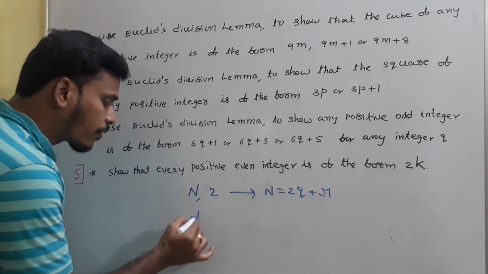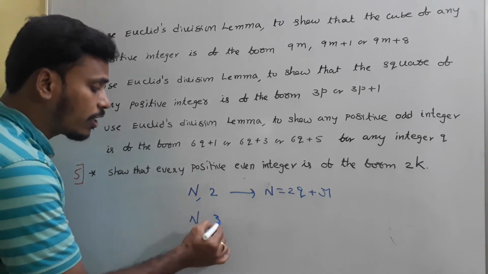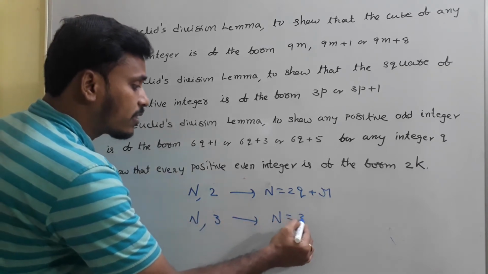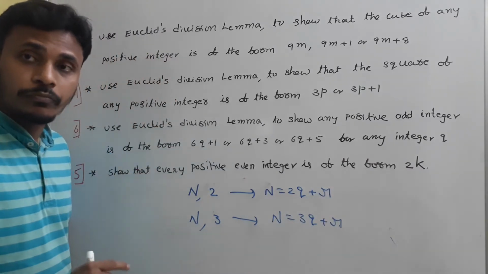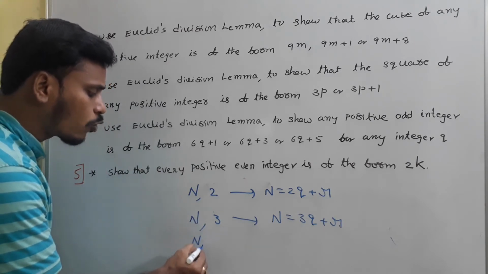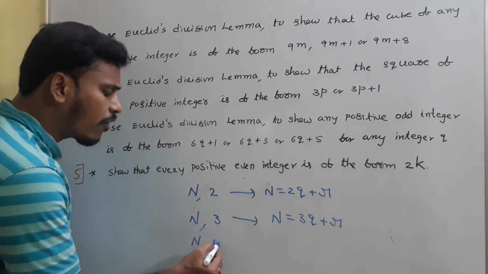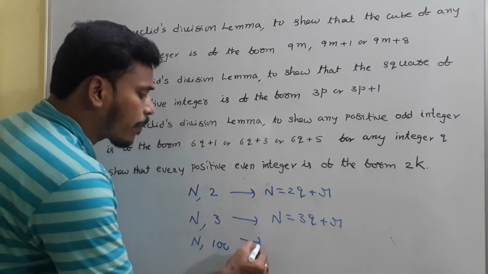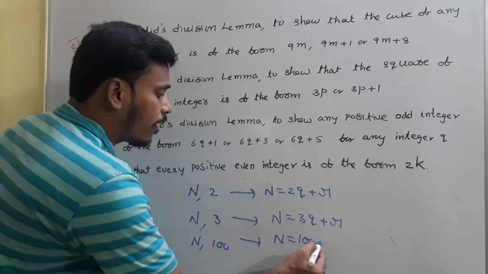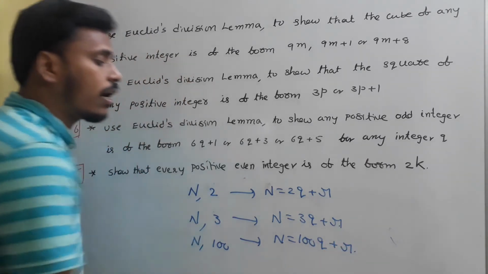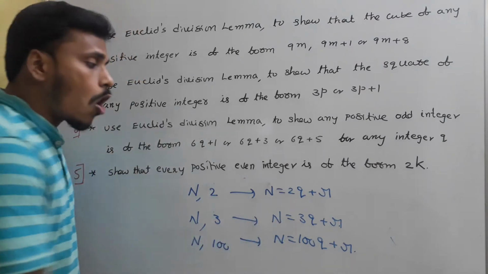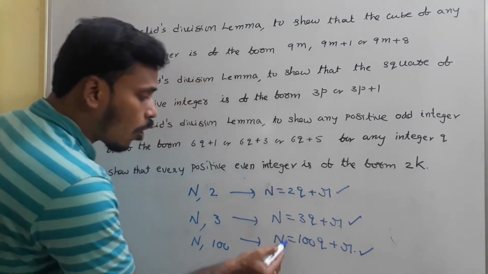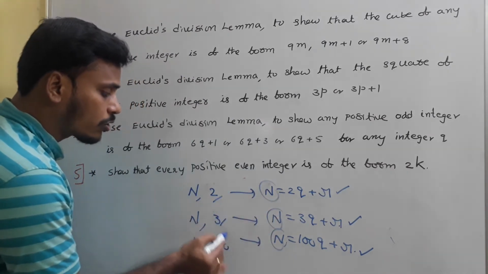Suppose you apply Euclid's division lemma for n and 3, then the representation is n is equal to 3q plus r, where the value of r is between 0 and 3. Suppose you apply it for n and, say, 100. Still there exists a representation: n is equal to 100q plus r, where r is between 0 and 100. There exist 100 possibilities for r in this case. So all these are different representations of the number n with respect to 2, 3, 100.